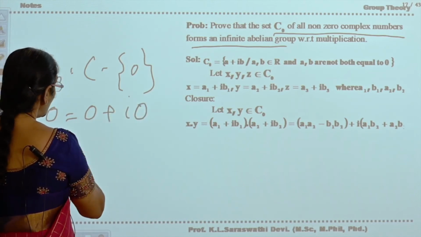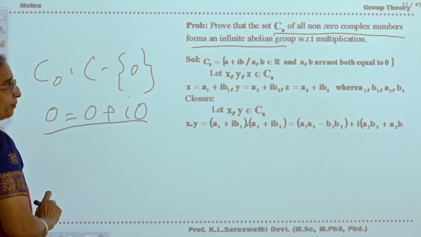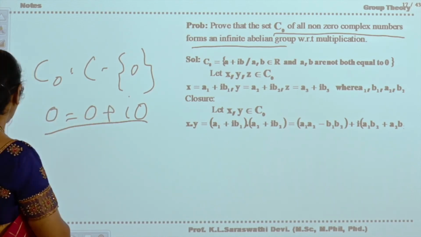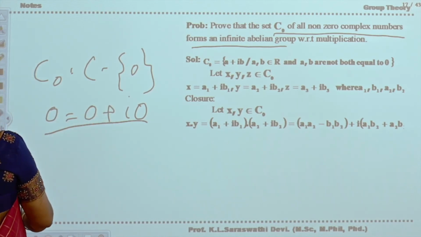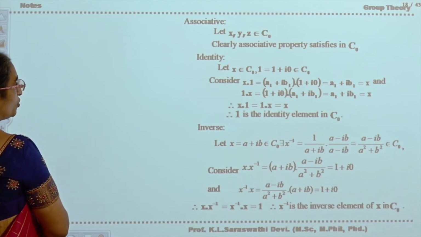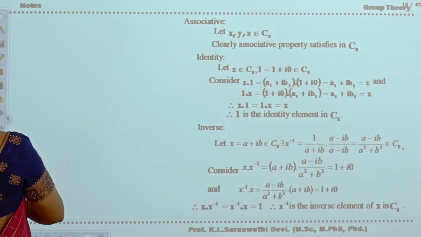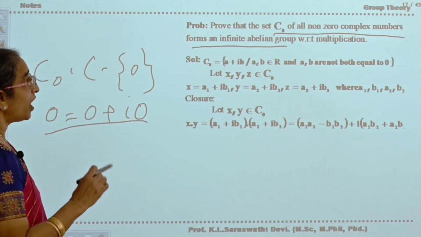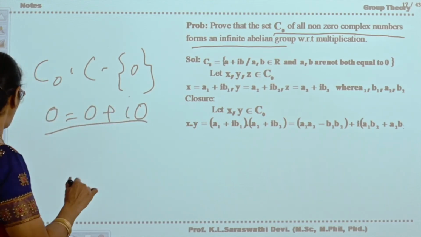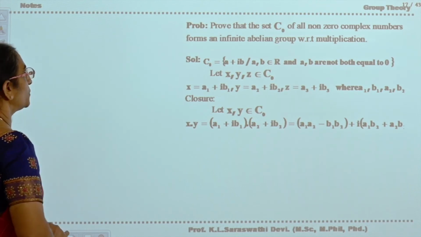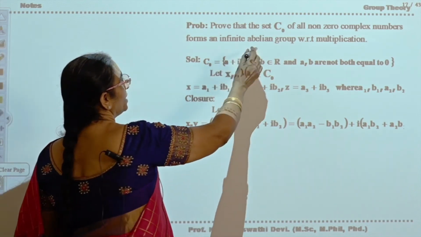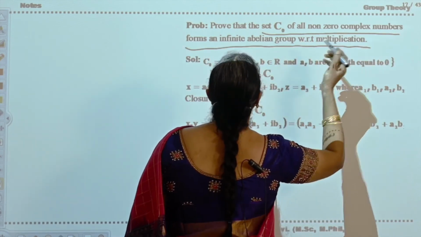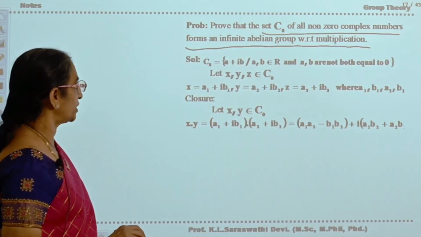With respect to addition, it is a group, we said already. Now you are saying that with respect to multiplication it is a group. Because 0 does not have an inverse, you are removing 0 from the set, and that set forms a group with respect to multiplication, you are saying, is it? Now, prove that the set C naught of all non-zero complex numbers forms an infinite abelian group.